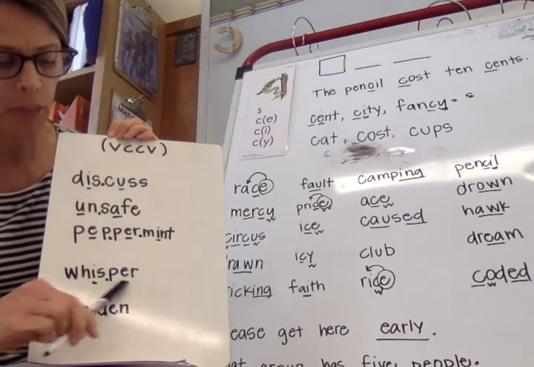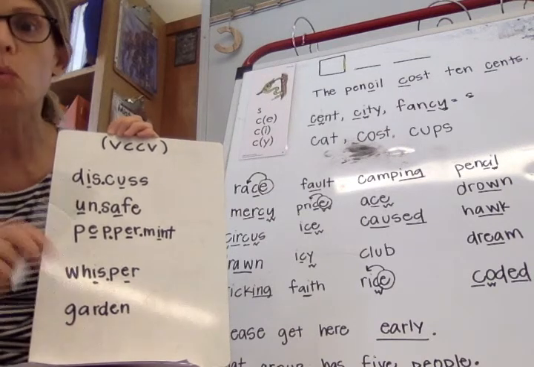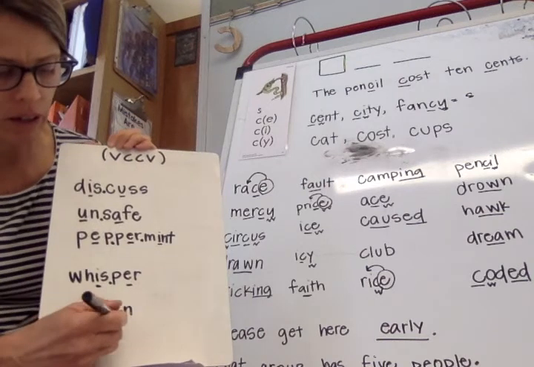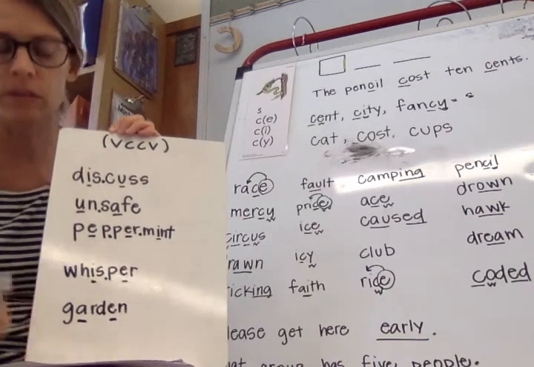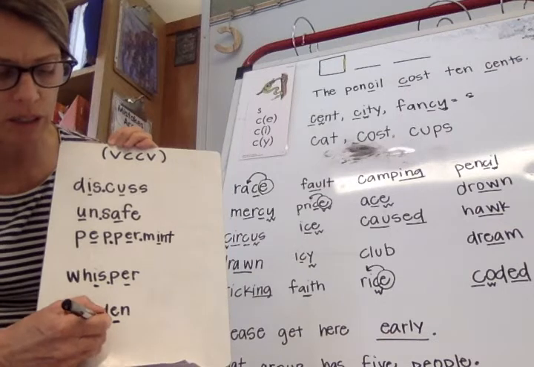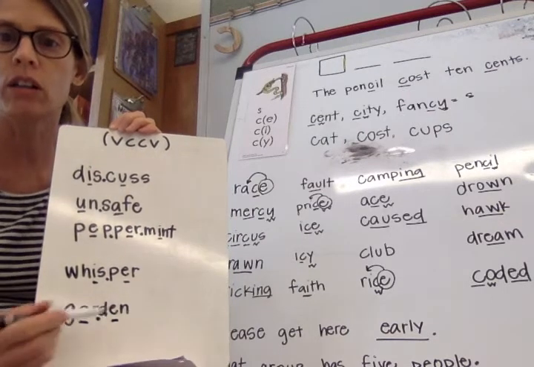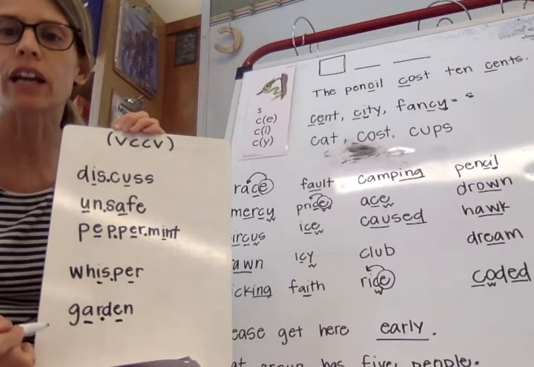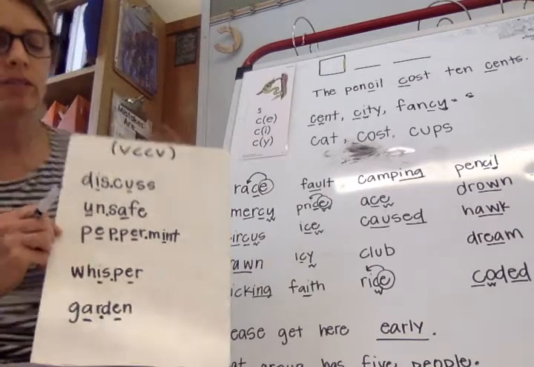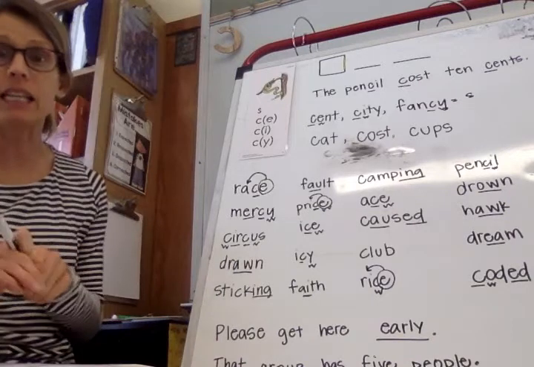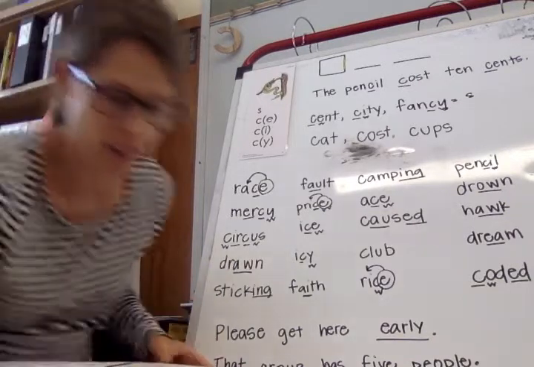Whisper. Put it together. Whisper. And our last one. 2 vowels. 2 consonants in between. Put our dot. And we have a den. Together, garden. Nice. I think we're really getting the hang of that. That is getting easy peasy for us.